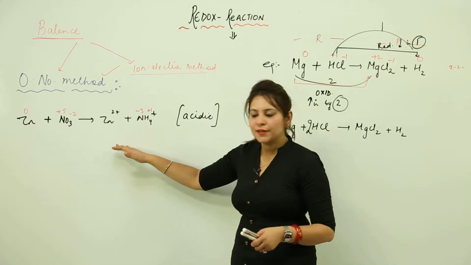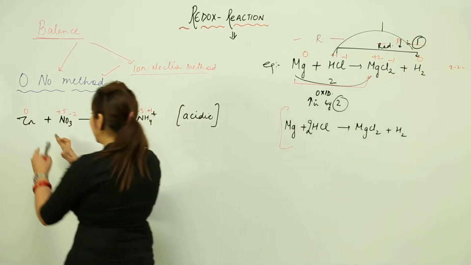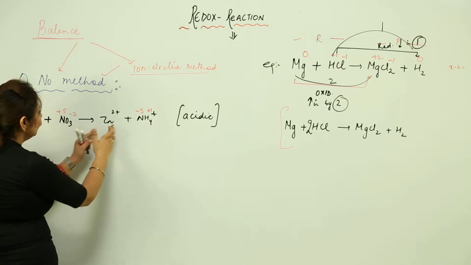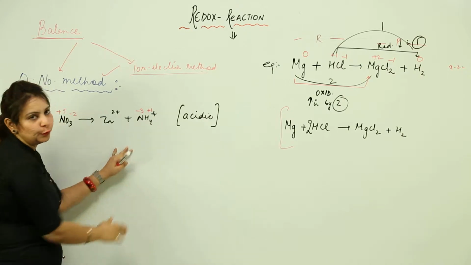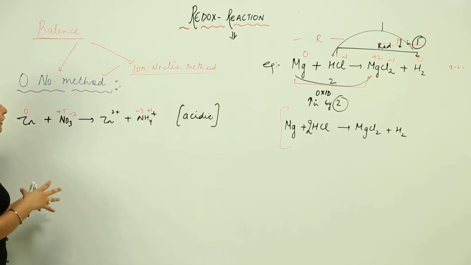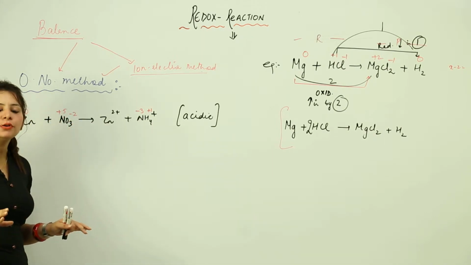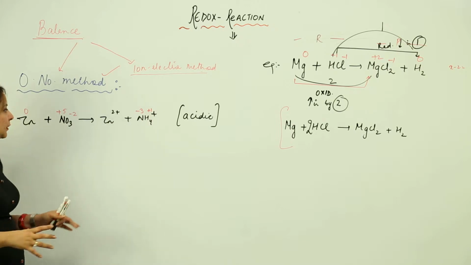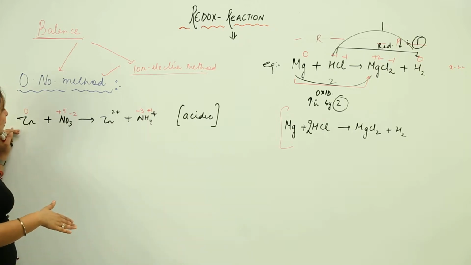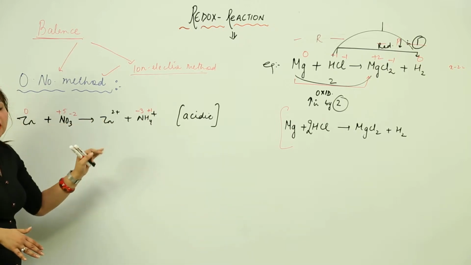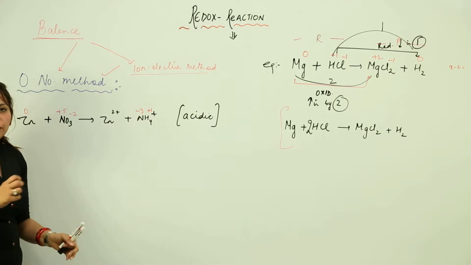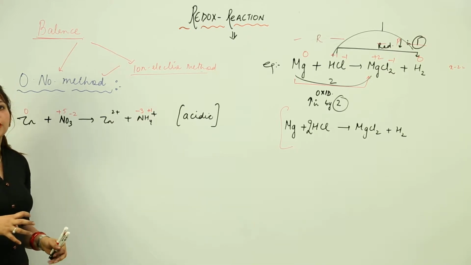So I have another question now, in which I have Zn plus NO3⁻ forms Zn²⁺ plus NH4⁺. So what I'm going to do here, I have already indicated the oxidation states, as you all know how you have to find the oxidation numbers. So I have already counted the oxidation state and I have just written it on this.